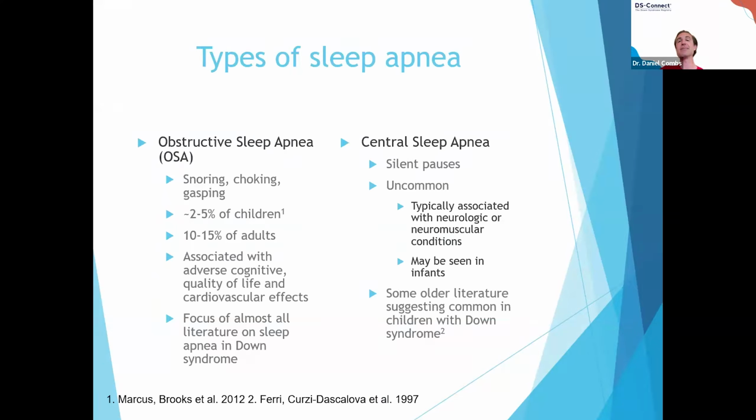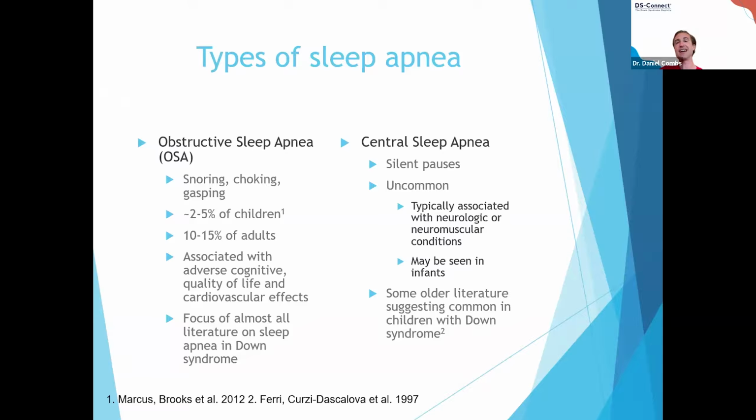Broadly, on the types of sleep apnea: when someone says sleep apnea, they're almost always talking about obstructive sleep apnea. Central sleep apnea is a thing also. In central sleep apnea, you have silent pauses. This is not particularly common, is somewhat common in infants and goes away as you get older, or is otherwise usually associated with neurologic or neuromuscular conditions. There's a little bit of literature saying that this might be more common in kids with Down syndrome, but it hasn't really panned out. The focus is mostly on obstructive sleep apnea, which is pretty much what I'll be talking about from now on.